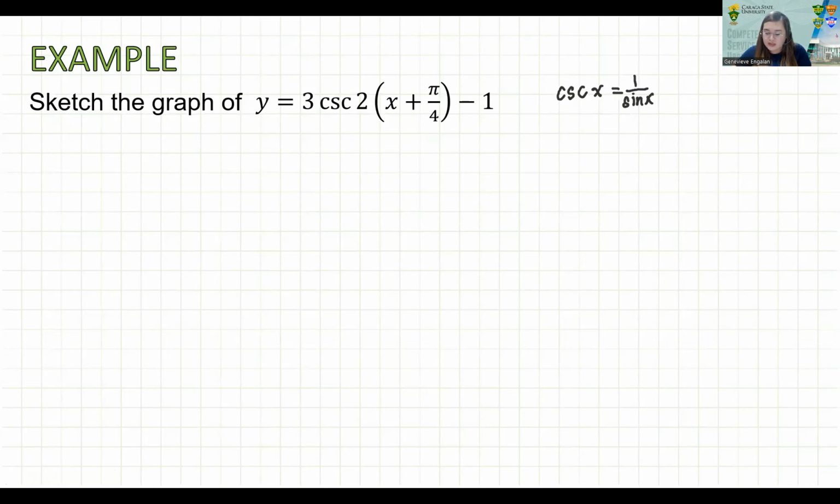Okay. So, ako saan ang kopyahon? We have y is equal to 3 cosecant 2 x plus pi over 4 minus 1. Okay. Sige. Stop share.